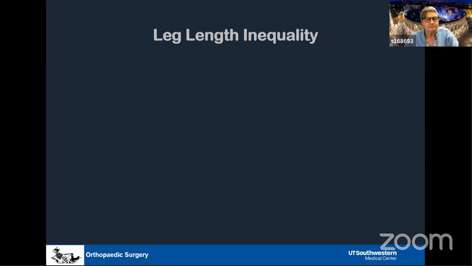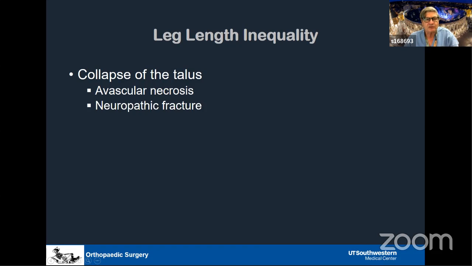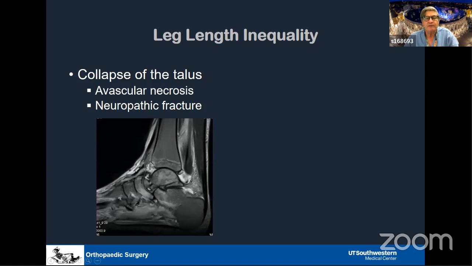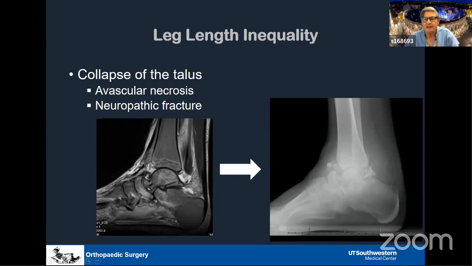And as a result of that, we can get collapse of the talus from avascular necrosis or neuropathic fracture. And here's an example of an MRI on a person where you can see edema in the talus and the calcaneus and even in the navicular. It looks reasonably good at this point, but without that being recognized, this is exactly what happened to this particular patient, where the talus collapsed. And this results in a shortened lower extremity.